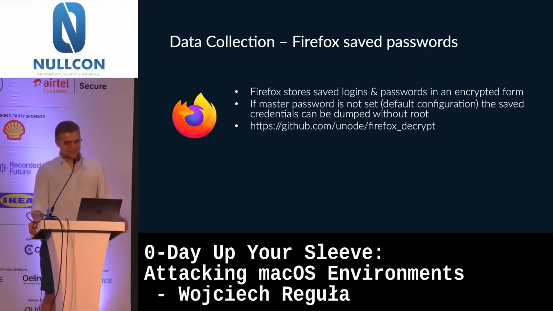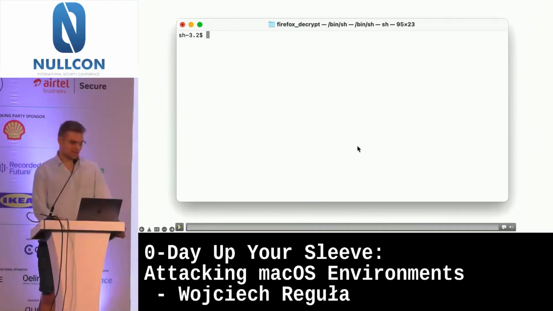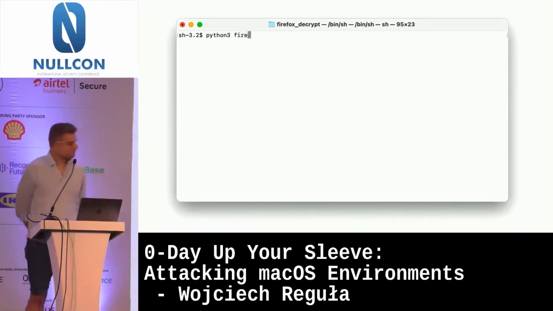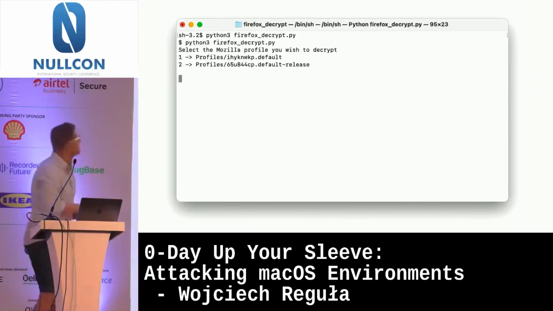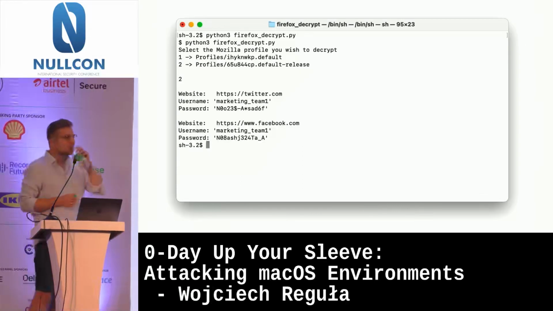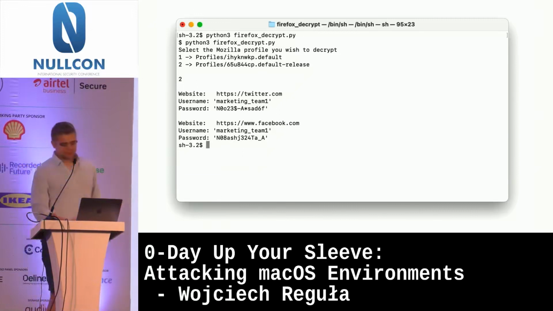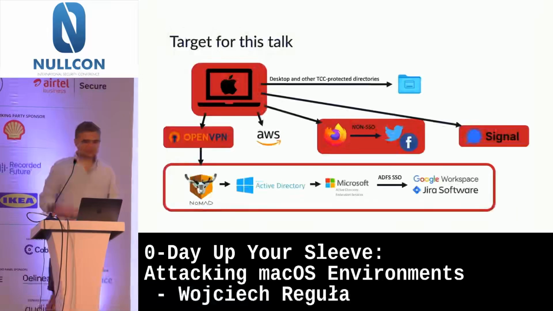So there is a tool on GitHub made by Unode called Firefox Decrypt, and I will show you a quick demo of how it works. You run it with Python, select the profile, and you're done. No additional privileges again. Great. So AWS and desktop and other protected resources are left.